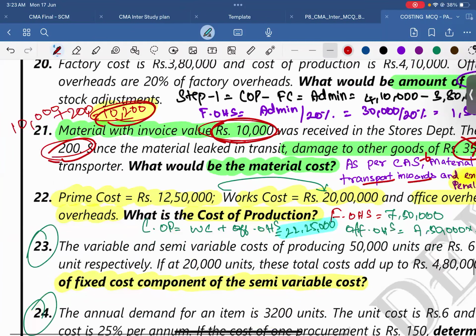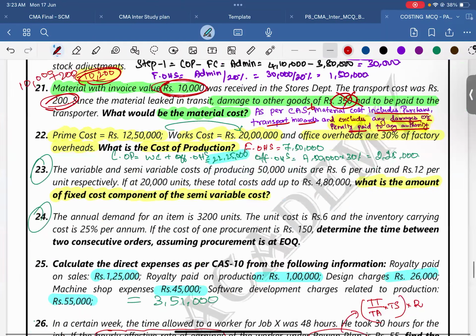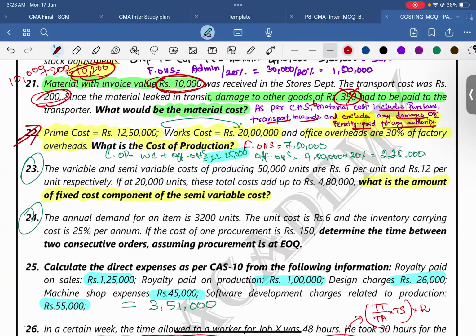Then we will move on to question number 22. Same from cost sheet. Prime cost is 12 lakh 50,000. Work cost is 20 lakh. Office overheads are 30% of the factory overheads. What is the cost of production? For cost of production, what you can do is works cost plus office overheads. What is work cost? It is 20 lakh. That only you know, you don't know anything further.